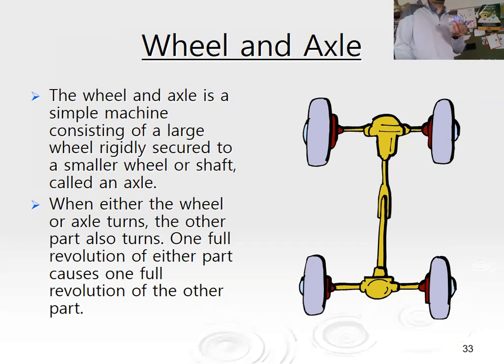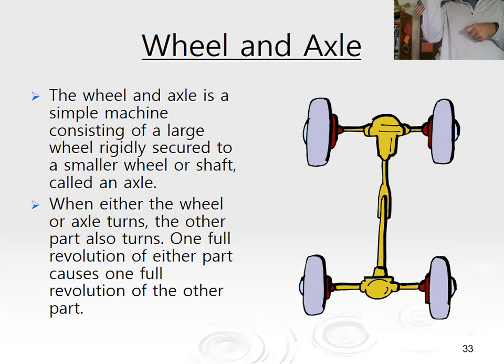Is this water bottle a wheel and axle? No. You have a larger wheel, don't you? This part of it is attached to a smaller shaft, don't you? A wheel is just defined as something round, circular. You want your water back? Sure. You have to put the water back, not the water bottle.